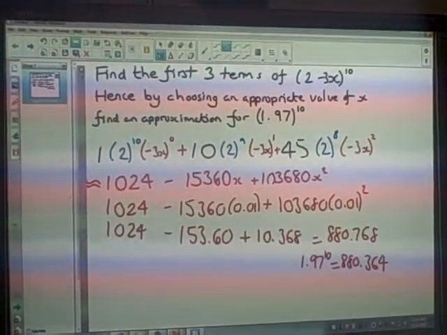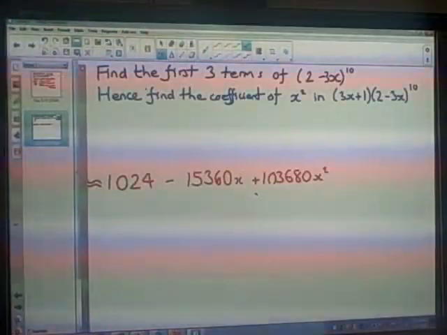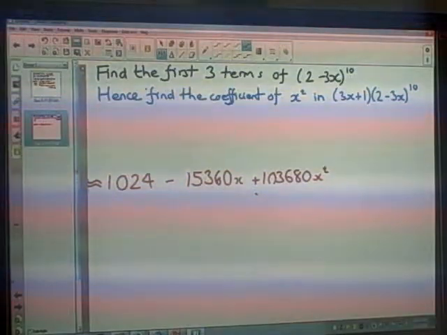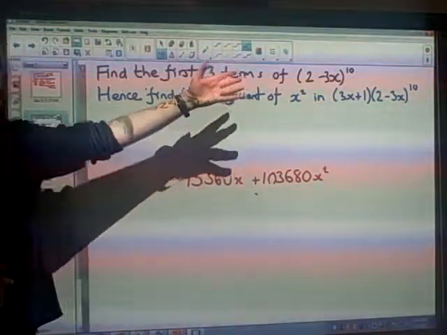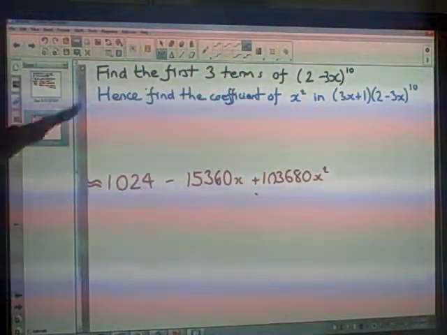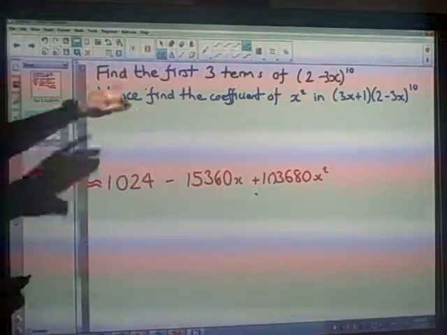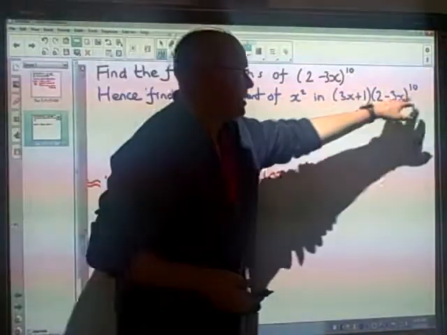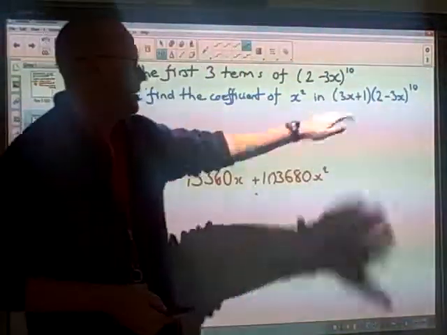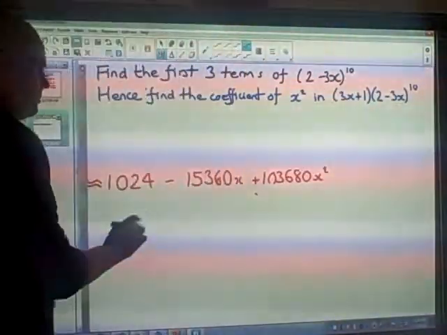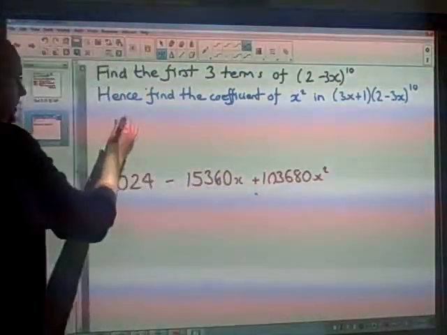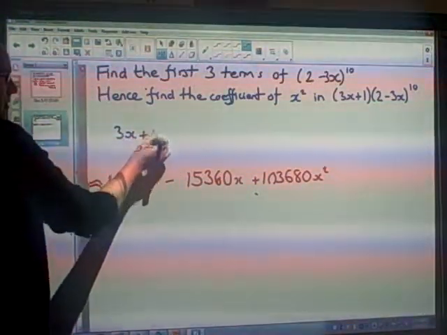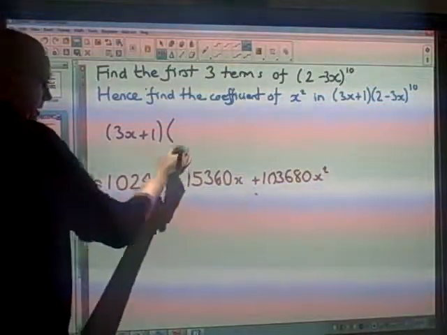Now I'm going to show you the second type of ACE question that they like to ask, but I'm going to use the original first question so we don't need to rework that. So we found the first few terms, hence find the coefficient of x squared in this expression. Now notice that this was part of the original question, we're just going to times it by 3x plus 1. Now I left my original answer here. So what we're doing is 3x plus 1 times by this.